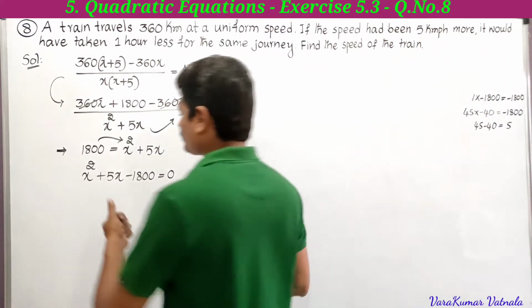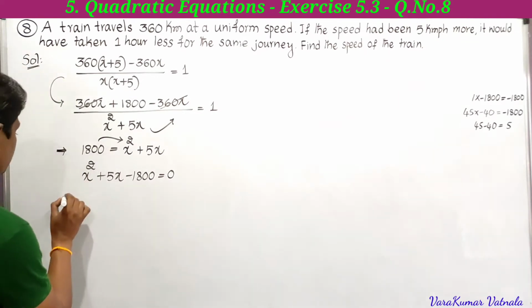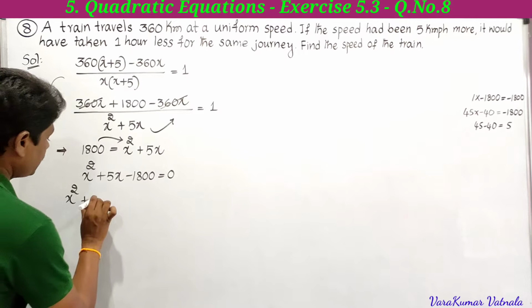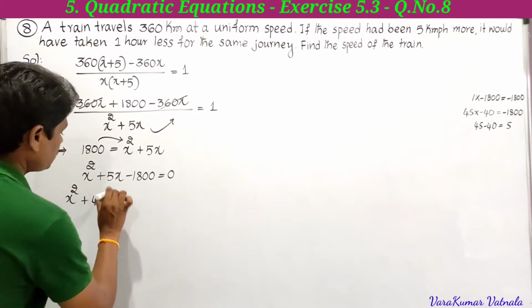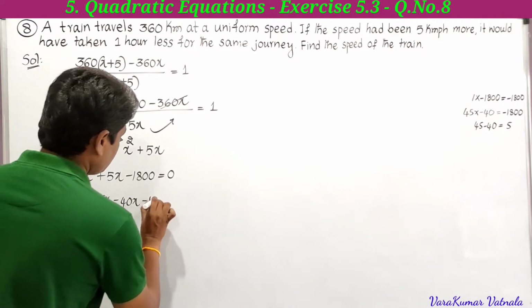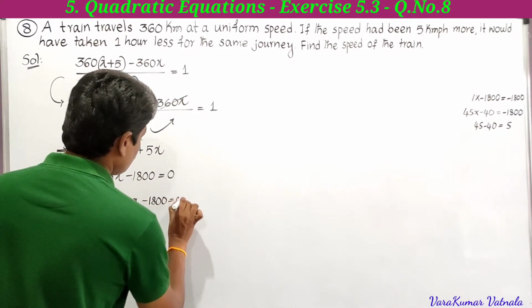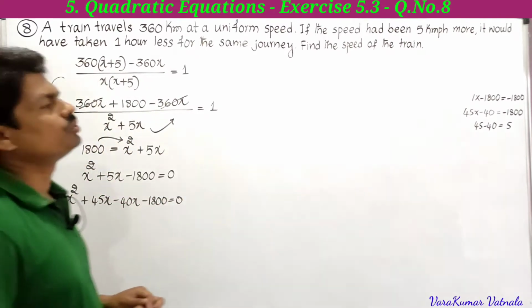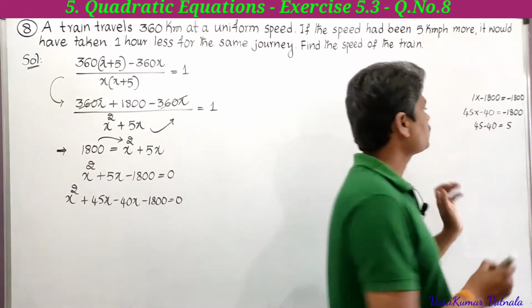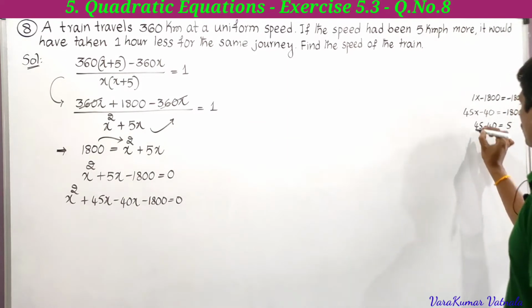So now how can we write? See here, write this x square as usual. So plus 5x can be written as 45x minus 40x. So write this minus 1800 is equal to 0. So just you have to see here how we can get 45 and 40. Just you have to divide. See here how we can get.